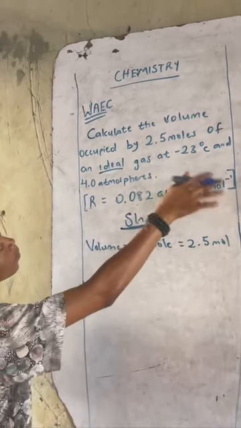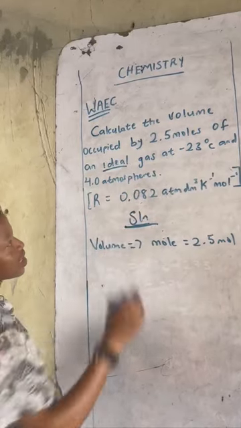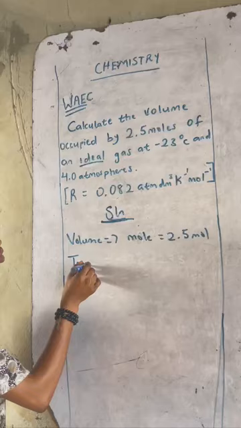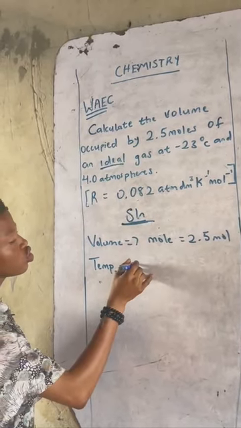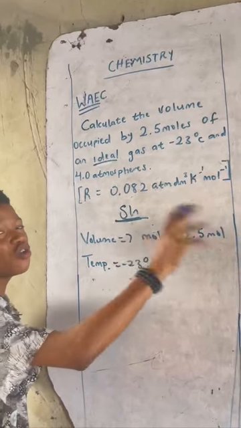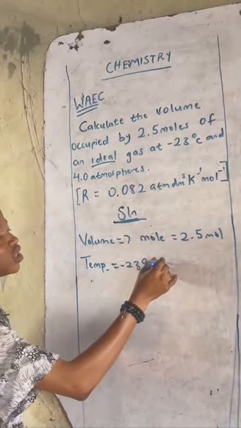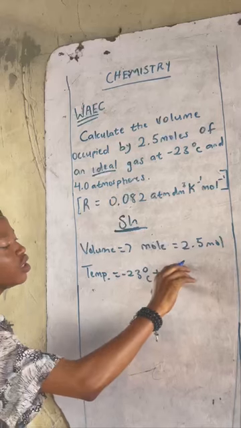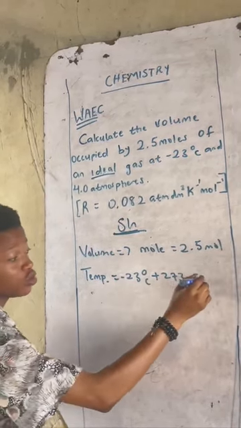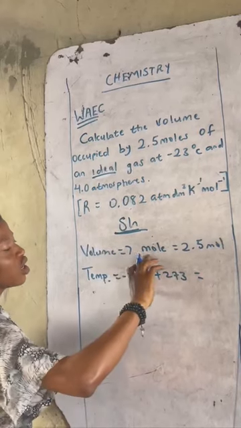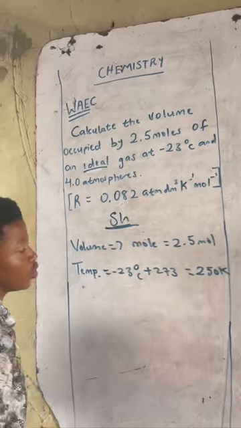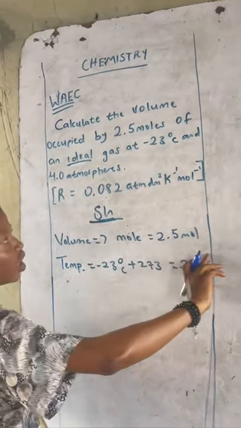All right, of an ideal gas at minus 23 degrees Celsius. Our temperature equals minus 23 degrees Celsius. Now we have to convert this degrees Celsius to Kelvin straight up by adding 273. So minus 23 degrees Celsius plus 273, we have 250 Kelvin. We converted this degrees Celsius to Kelvin now. We are done with that.